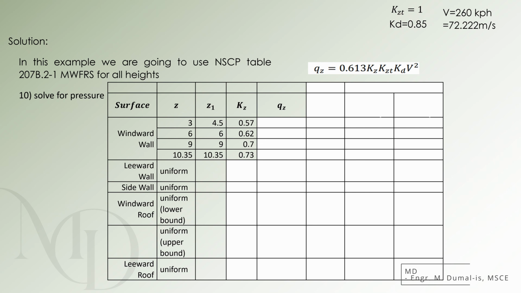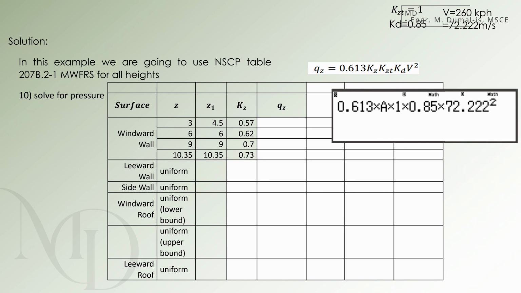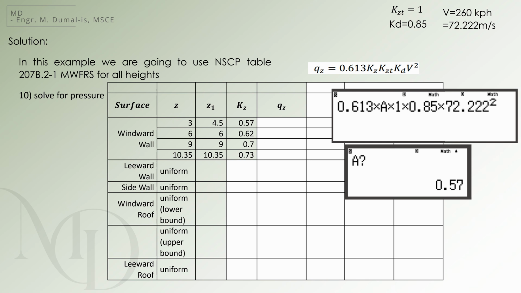Next, we solve for Q sub z given by 0.613 multiplied by K sub z, K sub zt, K sub d, and V squared. We enter this formula into the calculator, noting that the only variable that changes is K sub z. To make this efficient, we assign K sub z to the calculator variable a. Then, we press the calc button and substitute the value of a with each K sub z from the table, one at a time.